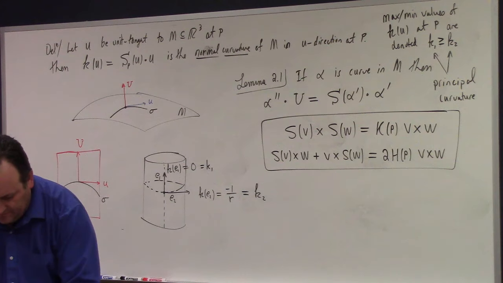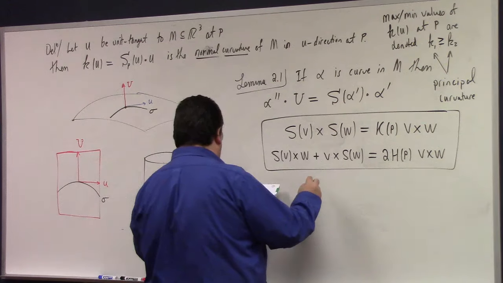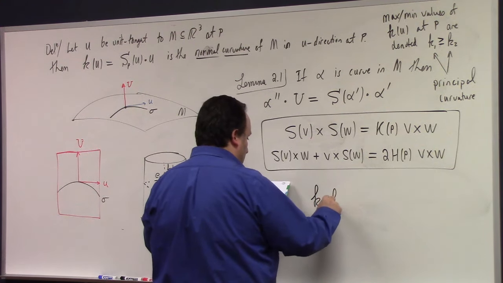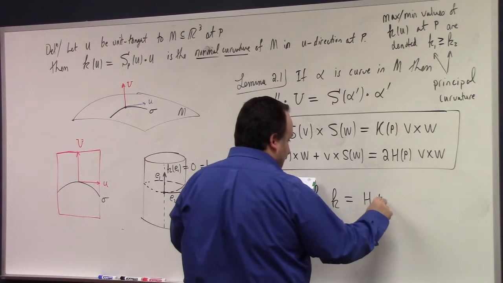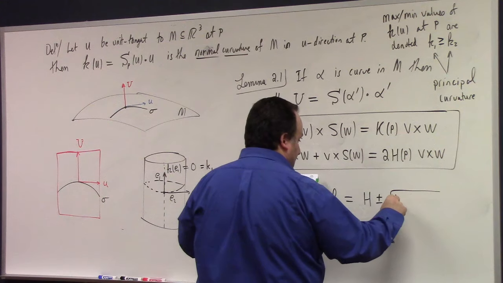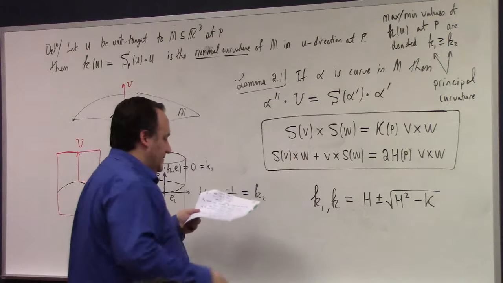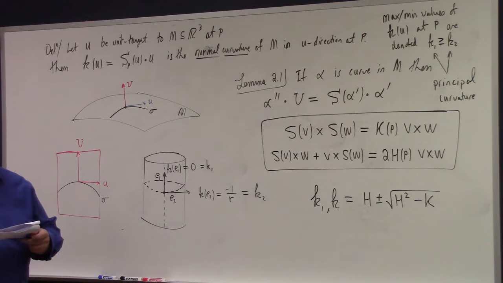There are also formulas for the mean curvature. It won't take a second to write them down, but the principal curvatures K1 and K2 are given by the mean curvature plus or minus the square root of the mean curvature squared minus the Gaussian curvature. So there is this circle of interrelations between the principal curvatures, the mean curvature, and the Gaussian curvature. They are related.